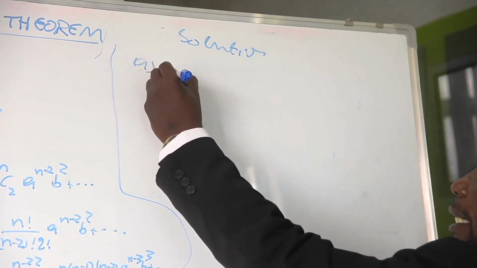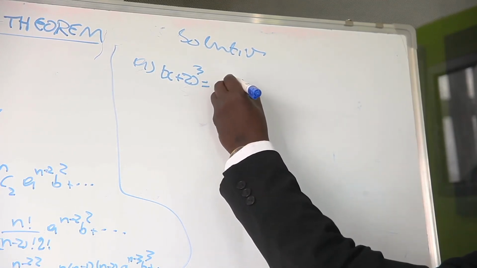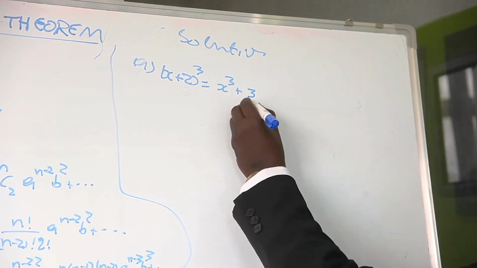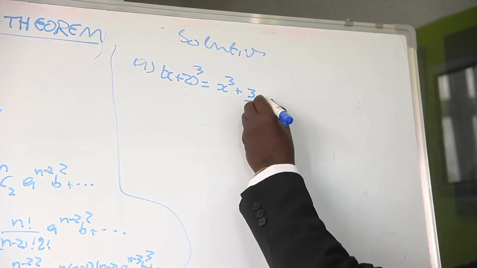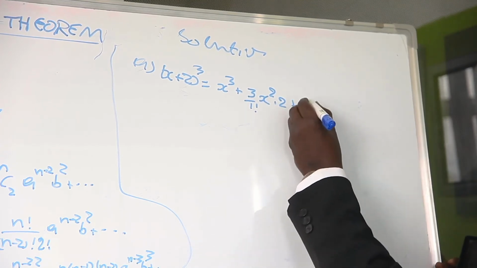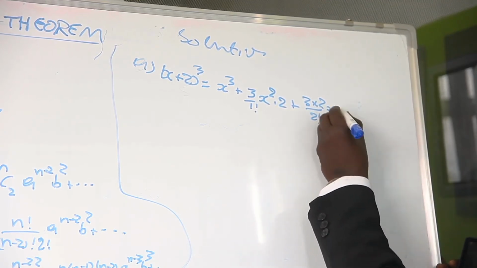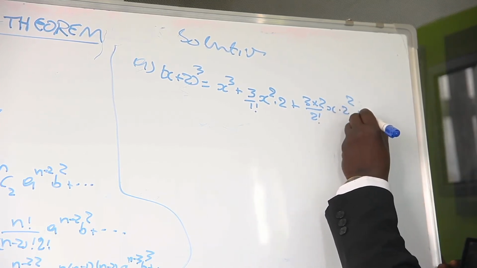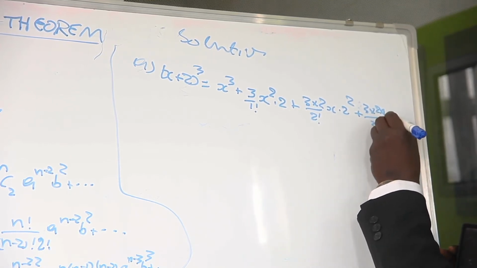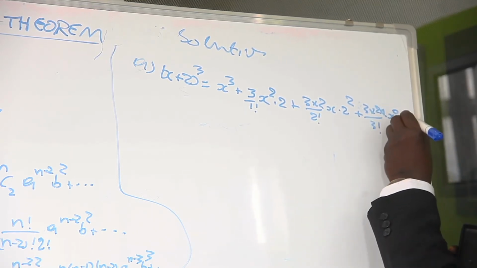That is (x + 2)^3. This one will equal x^3 plus 3 over 1 factorial, then x^2 times 2, plus 3 times 2 over 2 factorial into x^1 times 2 squared, plus 3 times 2 times 1 over 3 factorial times x^0, this is x^0 times 2^3.